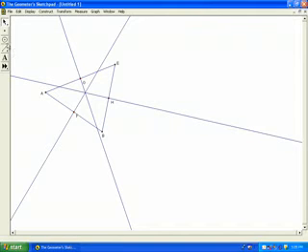Now that we've got our three perpendicular bisectors labeled right here on triangle AEB, we can see that what's interesting about it is that all three of the perpendicular bisectors intersect at one particular point. That point right there is called the circumcenter.